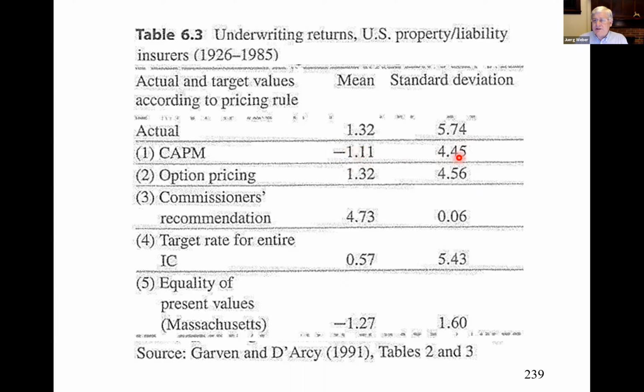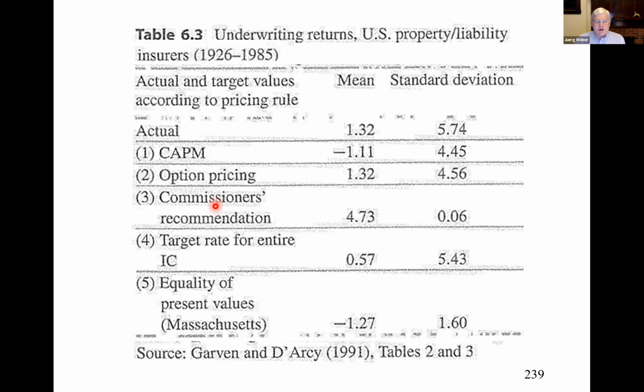But there's also a big standard deviation. So those two figures are not, statistically, really different if you do a test. So the option pricing model predicts an underwriting return of 1.32%. So it actually just hits the actual observed figure. So it does very well here. But again, with a large standard deviation.